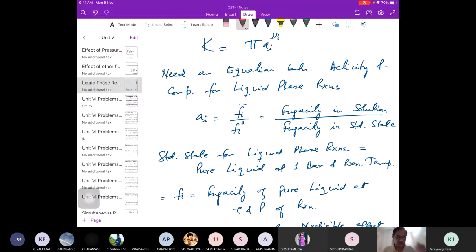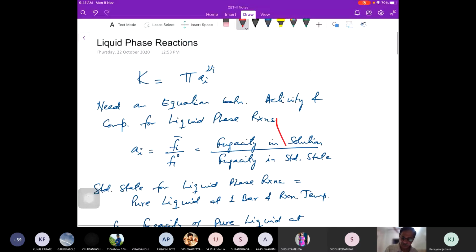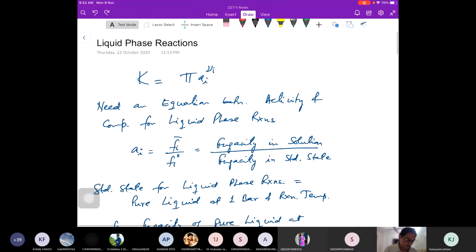So we have seen so far gas phase reactions. Now we'll see liquid phase reactions. Okay, so we have defined K as pi of a_i raised to the power of nu_i. That's the definition of K when we started. So now if you want to calculate for liquid phase reactions, then you need to find out a_i activity based on composition or concentration in the liquid phase, right?